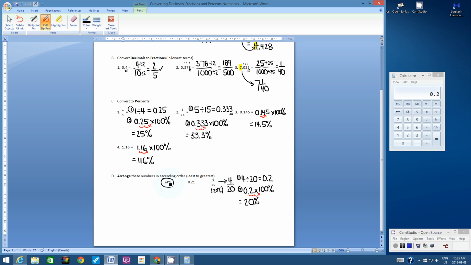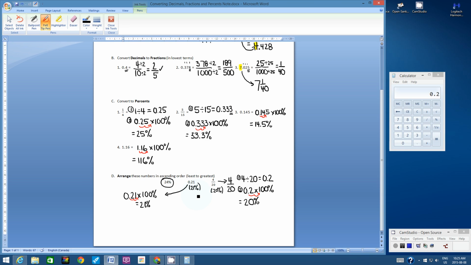So 4 over 20 is actually 20%. Okay, so now let's work on this calculation over here, 0.21. Now, when we have a decimal, remember it's pretty easy to convert it to a percent. We simply multiply it by 100%. Exactly. I'm going to move the decimal place 1, 2 places to the right. And then we see that this number is actually 21%. So I'm going to put the brackets under here, 21%.